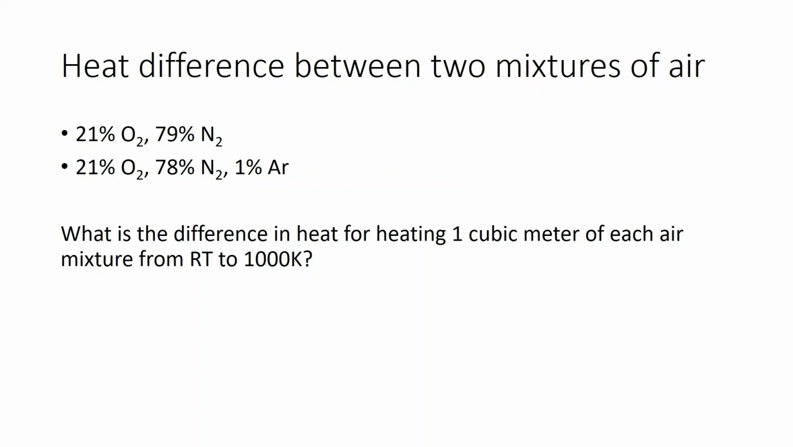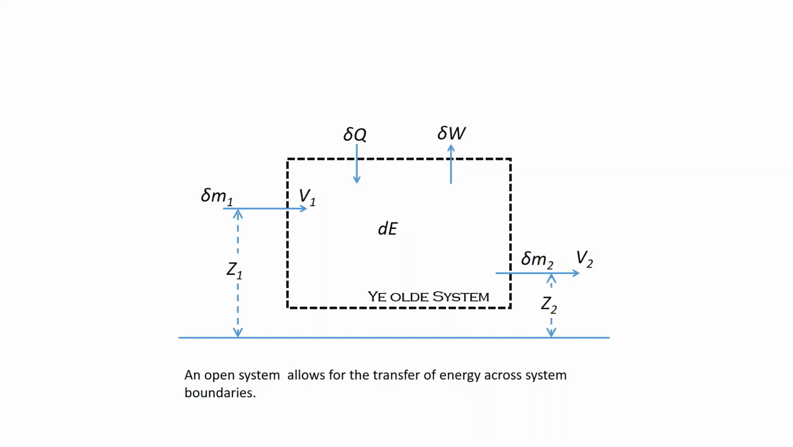There are also slight differences between two mixtures of air. We use 21/79 mostly in this class. We leave out the argon, but there actually is a slight difference in the heat of heating up these two mixtures.